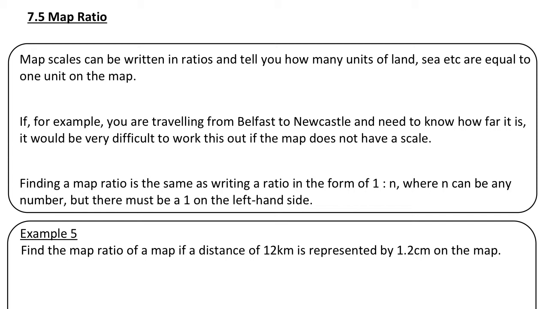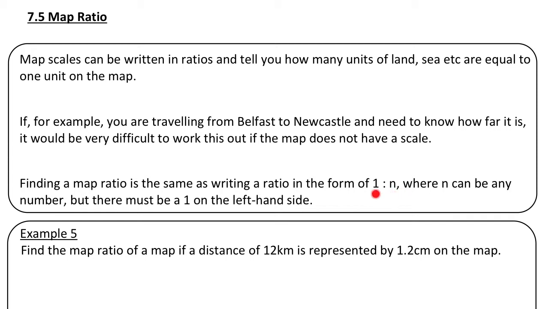7.5, map ratio. So map scales can be written in ratios and tell you how many units of land, sea, etc. are equal to 1 unit on the map. If, for example, you're trying to travel from Belfast to Newcastle and you need to know how far it is, it'd be very difficult to work this out if the map didn't have a scale. Finding a map ratio is the same as writing a ratio in the form of 1 to n, where n can be any number, but there must be a 1 on the left-hand side. So that's just common convention then with maps, is 1 to whatever.